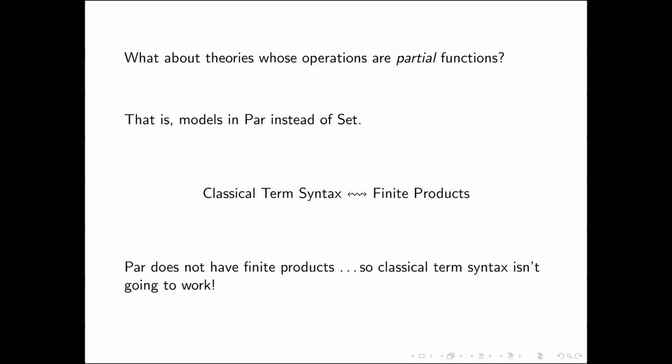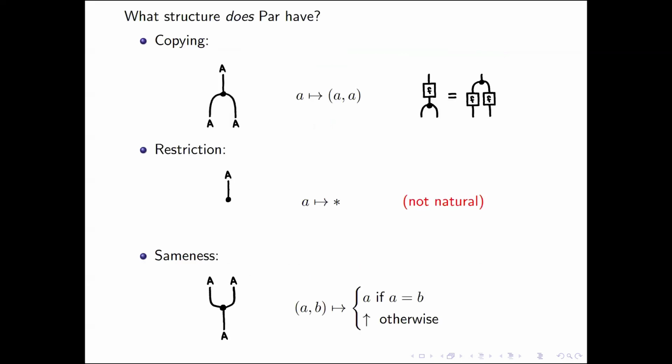You can do it, but we're not going to. Instead, we're going to use string diagrammatic syntax, and we're going to get to our notion of partial theory by looking at what properties the Cartesian product of sets has in the category of sets and partial functions. In the category of sets and total functions, the properties that it has are copying and deleting, its finite product structure.